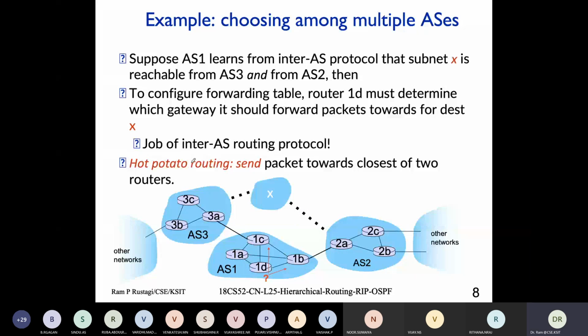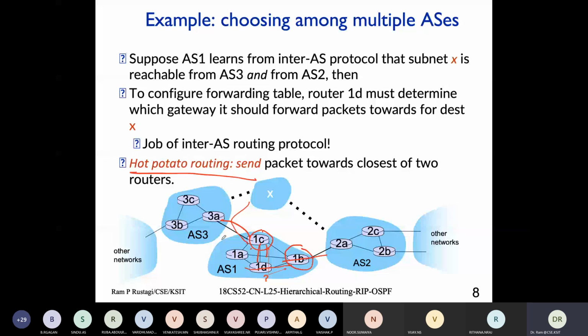And hot potato routing means that 1D knows X can be reached via 1C, and X can be reached via 1B. Now it knows the cost to 1C, it also knows the cost to 1B, and it determines which is nearer to me. 1D determines the cost to 1C and the cost to 1B, and whichever has a lower cost, it will send the packet to that. It may so happen that it chooses 1C to send to X because 1C is nearer. So let's assume the cost from 1D to 1C is 2 and the cost from 1D to 1B is 5. Now because the 1C cost is lower, to reach X it will send via this and the packet will go.